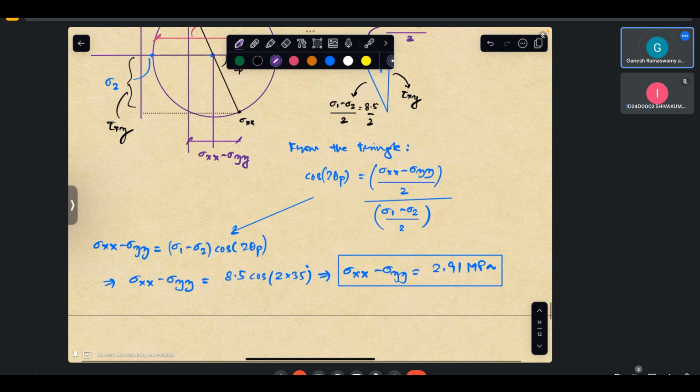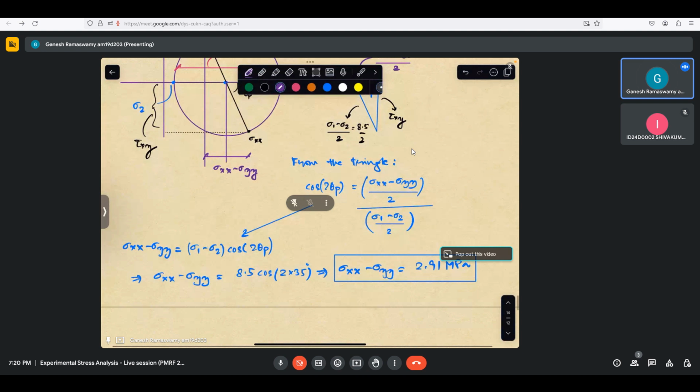Very well. Okay, my screen is not moving. What is the issue?